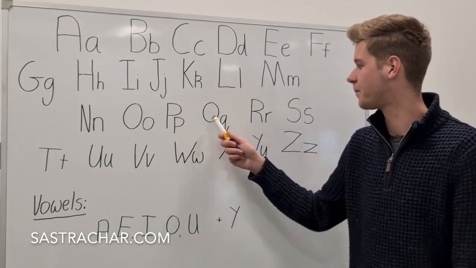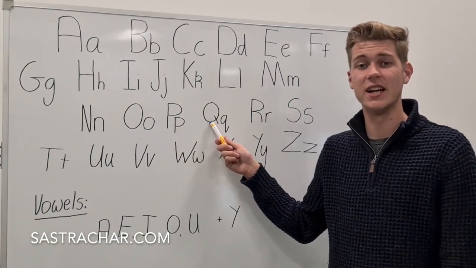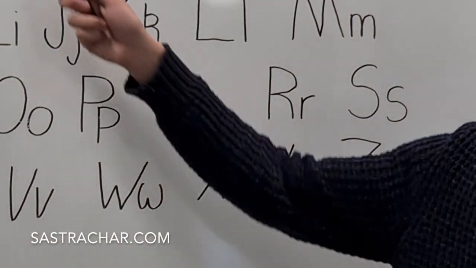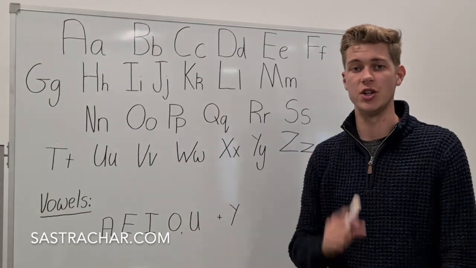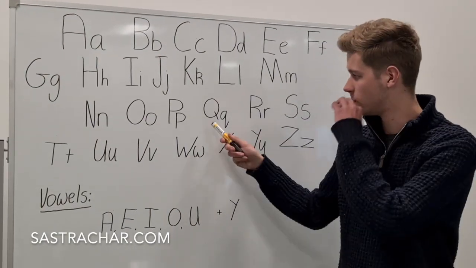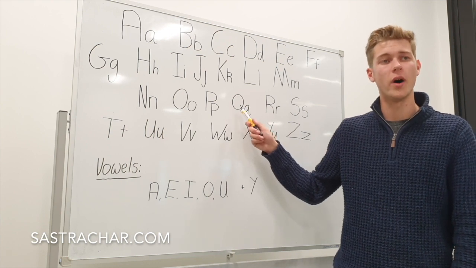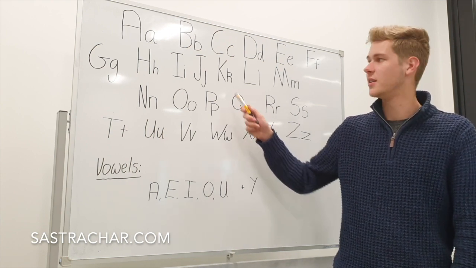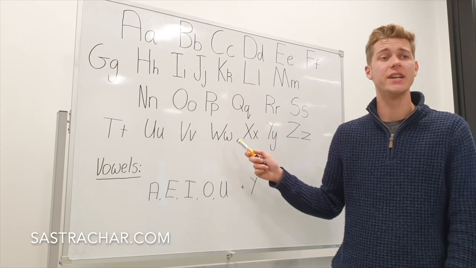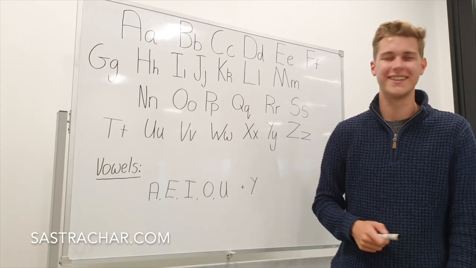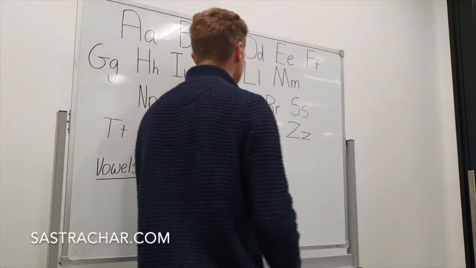This here is a Q. So we start with the K sound and a U. The Q will normally go Qu or K, just like the C and the K. Alright, let's go over to this side.